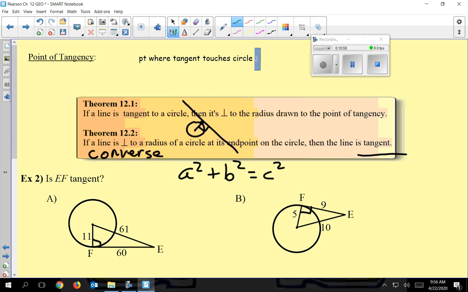So what I'll have you do, this is a yes or no question. I'll have you plug everything into the Pythagorean theorem. Does it come out to be equal or not? If it's equal, it's a right triangle, it's tangent. If it's not equal, it's not a right triangle, so therefore it's not tangent. So if you want to hit pause and try these two, I'll put the problems up, or the formula up on the board.